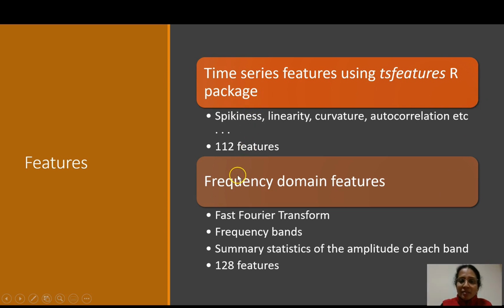And then there were frequency domain features. The frequency domain features were computed using the fast Fourier transform, and after you compute the fast Fourier transform, you get frequency bands.